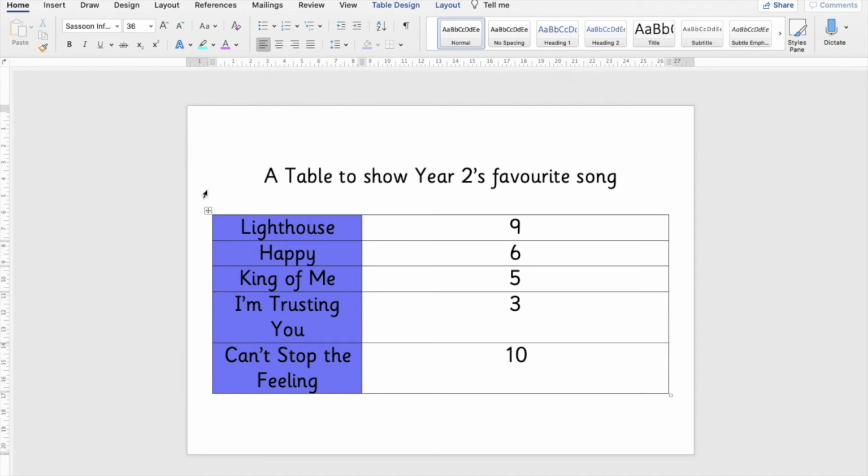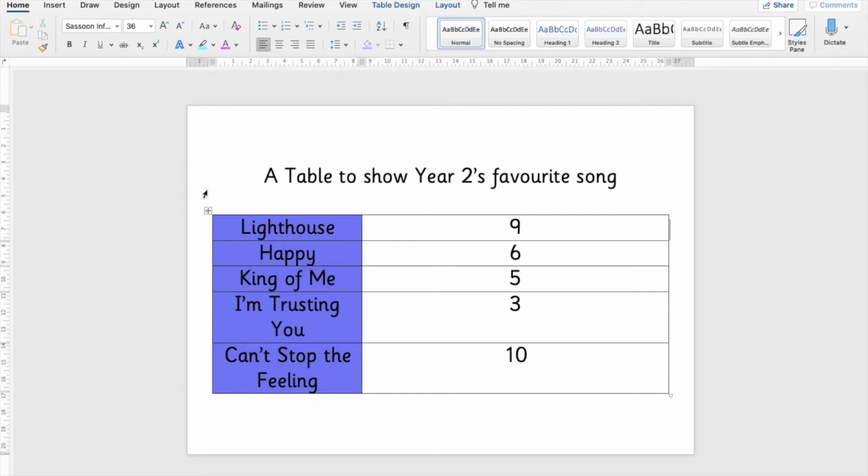Hello boys and girls, I thought today we would take a little look at the results of our vote from Friday. Thank you so much to everyone who took part. We had over 30 children taking part in the vote and ordering their favourite songs from first to fifth, from their most favourite to their least favourite.